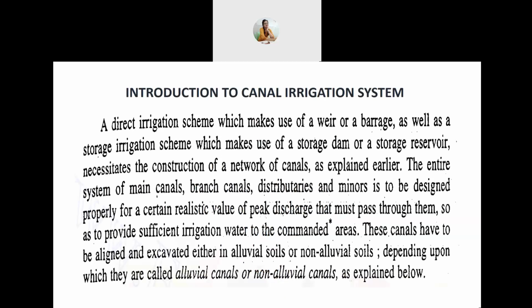A direct irrigation scheme which makes use of a weir or a barrage, weir or barrage, these terms we'll learn in our upcoming units, as well as a storage irrigation scheme which makes use of a storage dam or a storage reservoir, necessitates the construction of a network of canals which was explained earlier in our previous classes. The entire system of main canals, branch canals, distributaries and minors is to be designed properly for a certain realistic value of peak discharge that must pass through them, so as to provide sufficient irrigation water to the commanded areas.